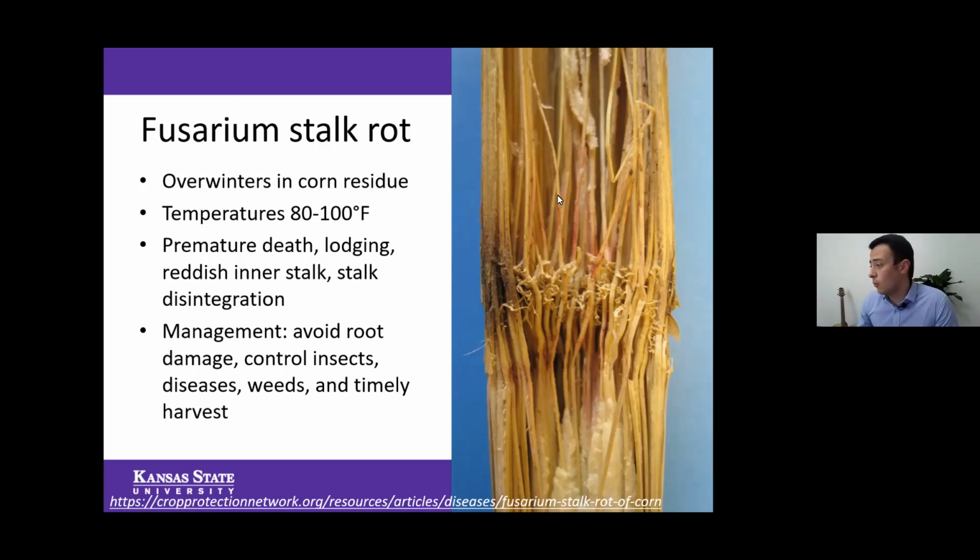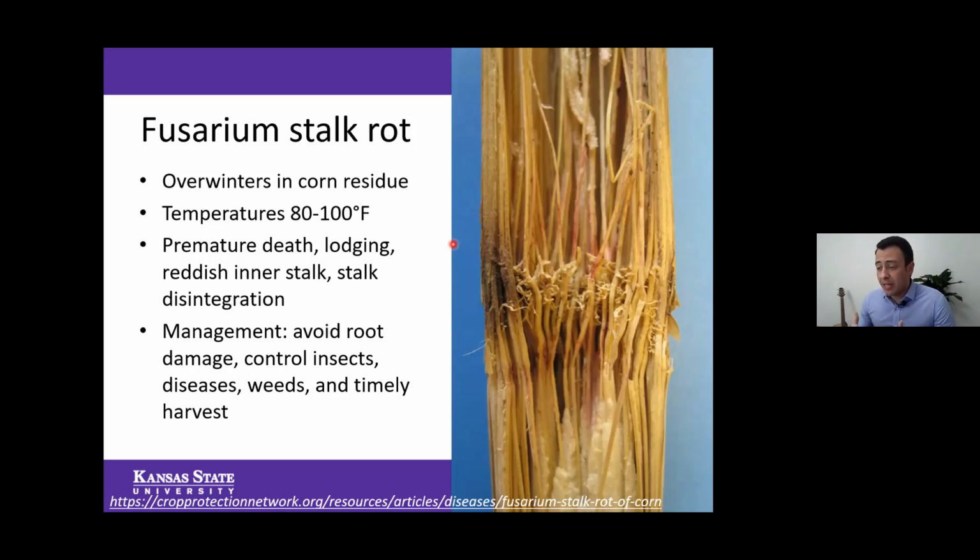So if you ever wonder if you have Fusarium stalk rot, you split that stem, and you're going to see this reddish coloration in the middle of the stem and these shredded aspects too, which doesn't look normal. This disease can overwinter in corn residue. It's favored by high temperatures above 80 to 100 Fahrenheit. It will cause some premature death, which will lead to the lodging of the plants.